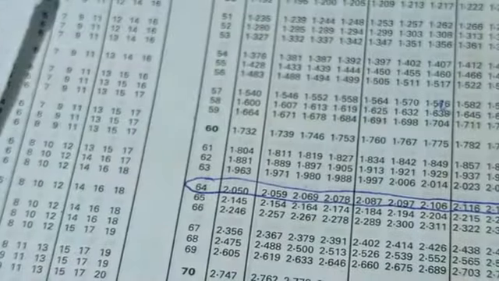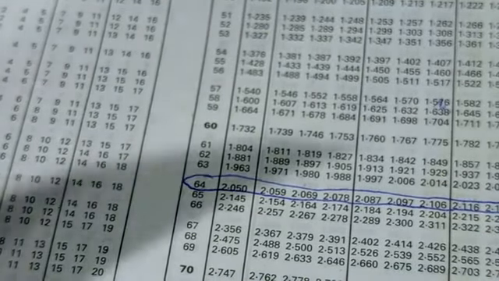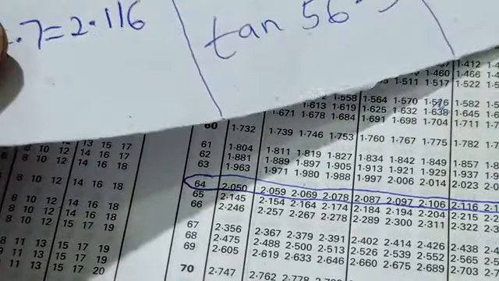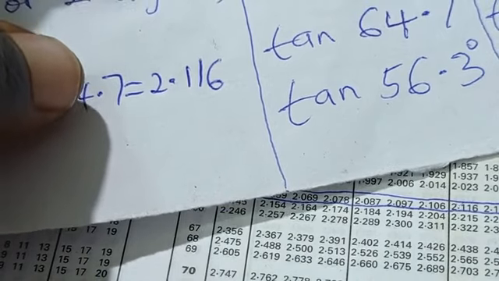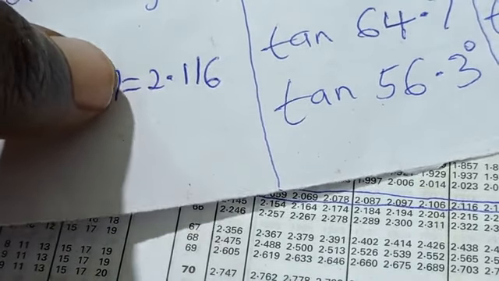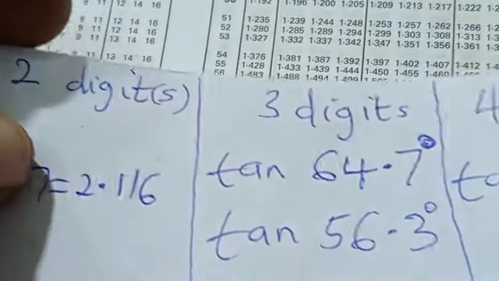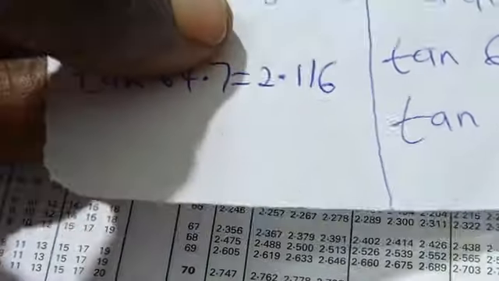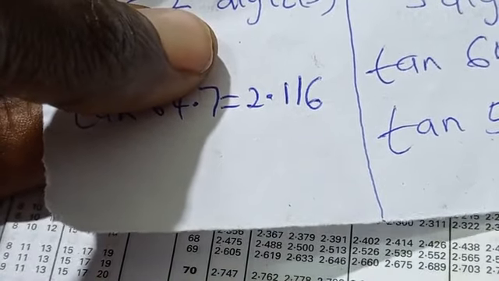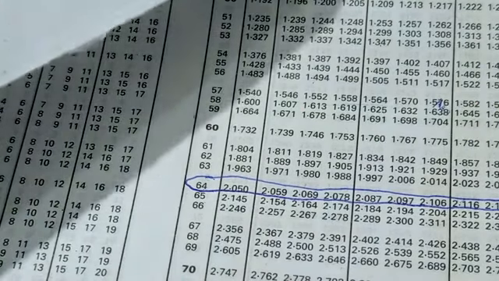Exactly. So you have seen how to check 3 digits. Three digits means that you check the third number up, you trace it up or down in the under section, as we have done. Tan 64.7 gives you 2.116. I believe that is clear to you now, how to search 3 digits.